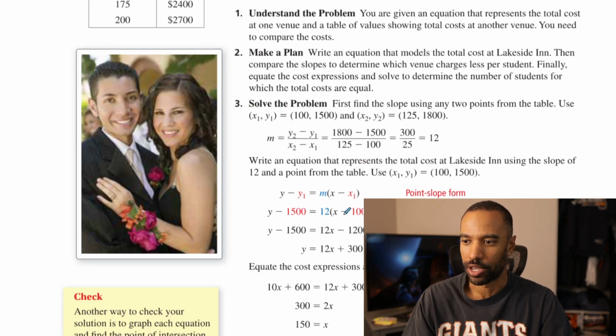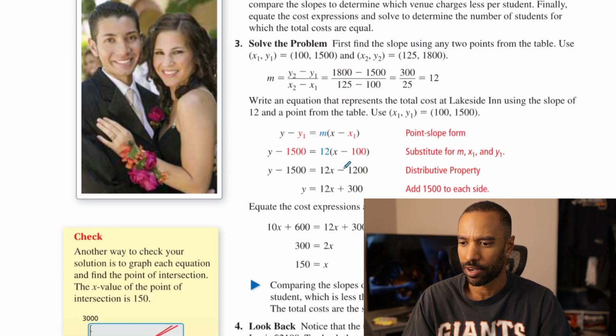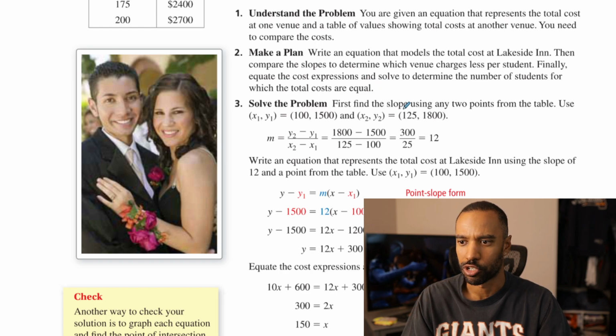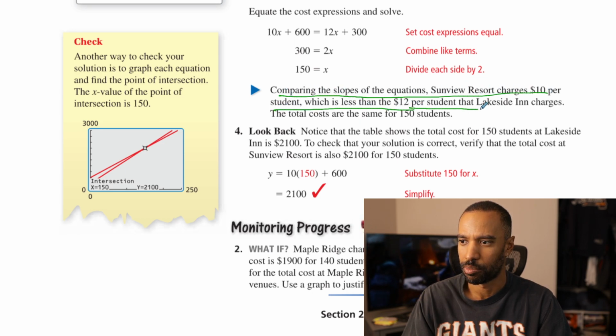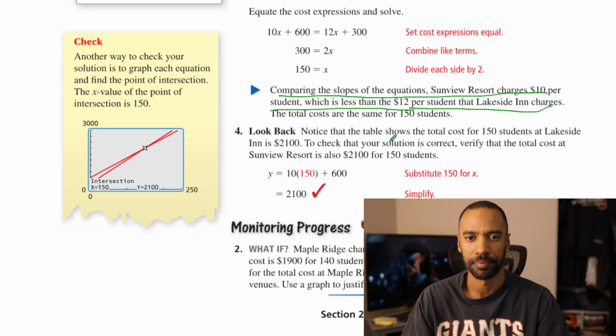Now, they're doing a whole equation afterward. I'm just trying to answer that one question first. So it looks like I'm trying to figure out where they actually answer that first part. Looks like they do it way down here. So comparing the slopes of the equations, Sunview Resort charges $10 per student, which is less than $12 per student Lakeside Inn charges. That's the first part.